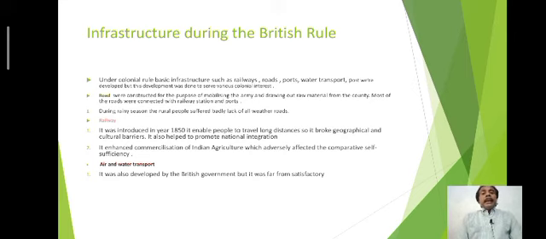Next is the air and water transport. It was also developed by the British government, but it was far from satisfactory. Why do we say it was far from satisfactory? Because this water transport and air transport was being utilized by the Britishers for their own work.